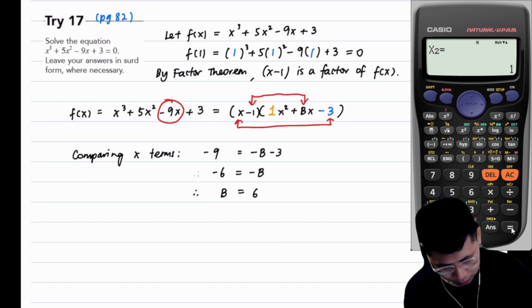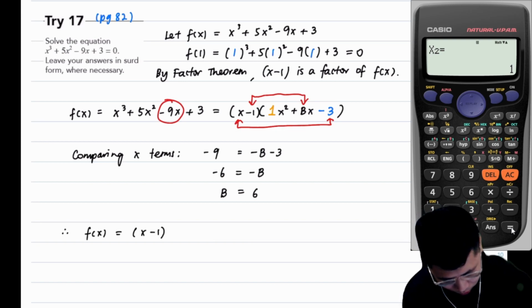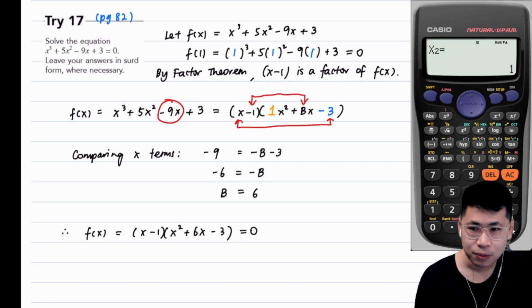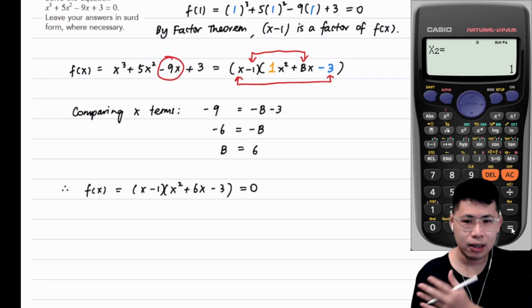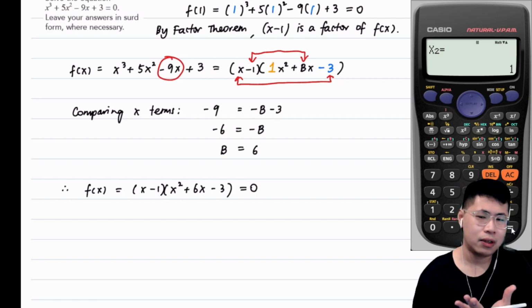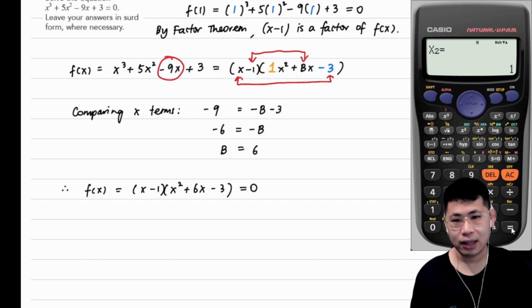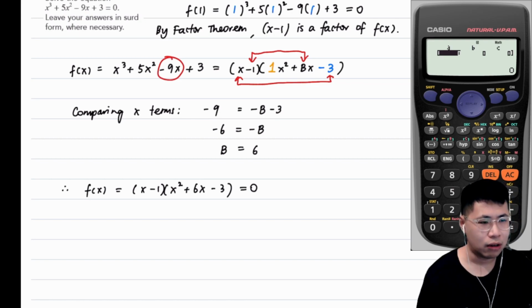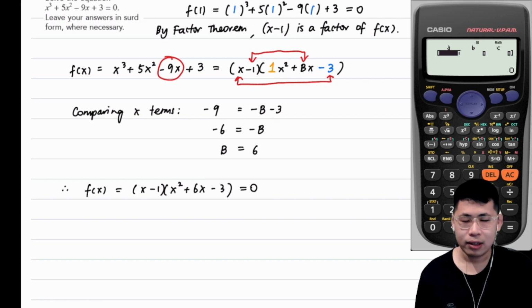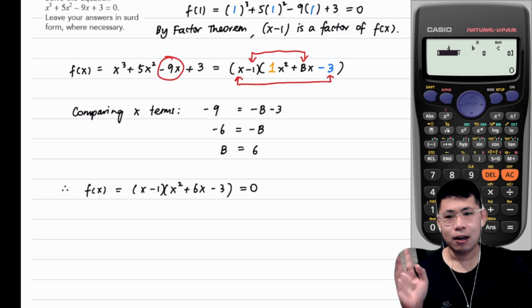So solving for this, I can express f(x) as x minus 1 times x squared plus 6x minus 3 equals 0. Now over here, can we factorize this quadratic factor any further? We can actually test it out. We can go back to equation mode, using our mode 3 from last time, so we can test our quadratic factor and see whether it is factorizable or not.